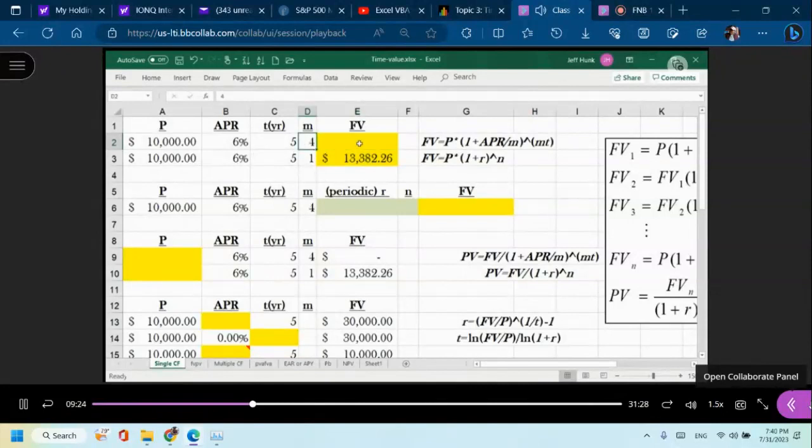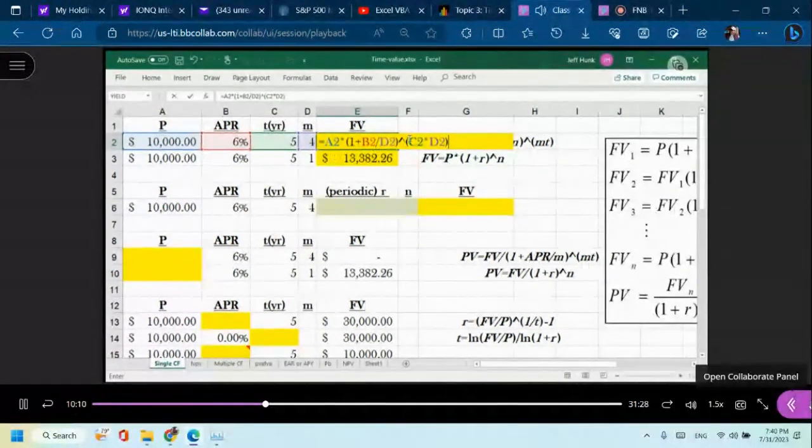Now, what about if compounding frequency is 4, in other words, quarterly? Then we'll have to make an adjustment. You've seen this in the previous video. So all you need to do is, once again, principal times 1 plus APR divided by compounding frequency, and then raise it to T times N.